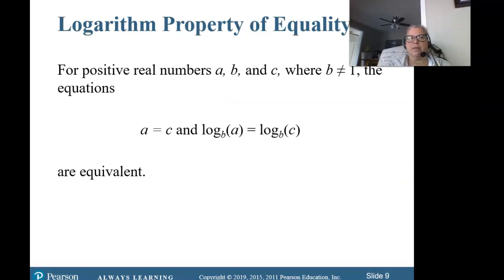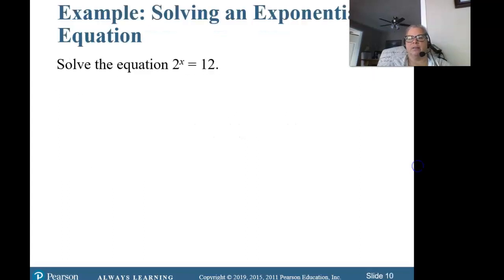Also remember that if you have two logarithms with identical bases, the items inside the parentheses are equal. So if you have log base b of a and log base b of c, a and c must be equal. So let's solve an exponential equation. We have 2 to the x equals 12. Whenever you have an exponent that is a variable, you know that you are going to want to treat it by using logarithms. So we'll put a logarithm on each side.